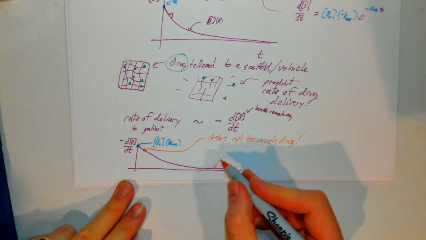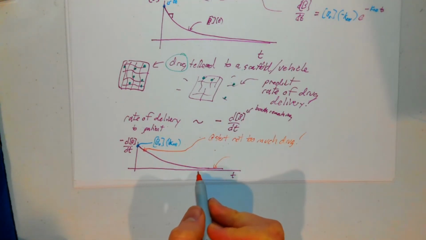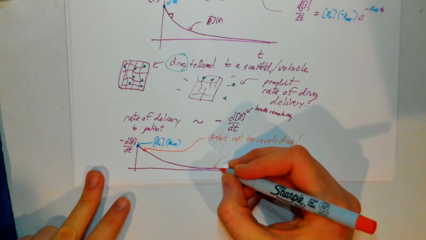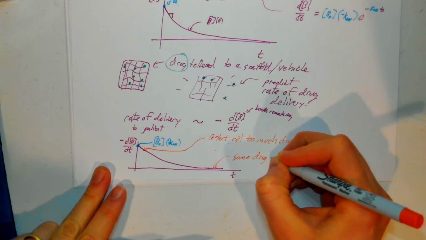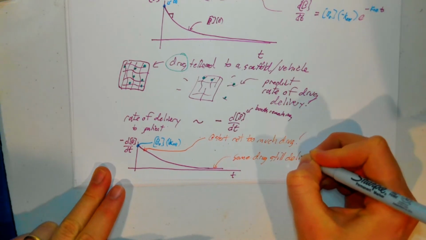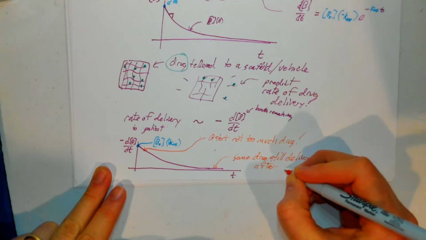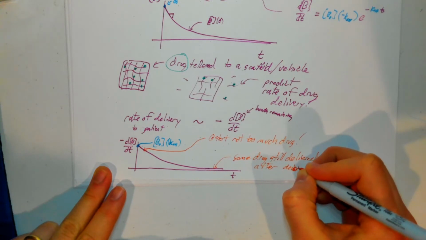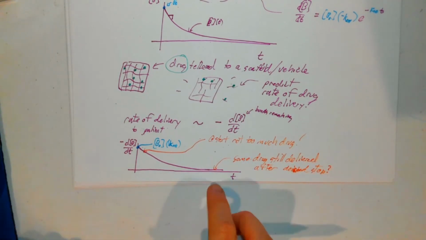And also, this can potentially be problematic in the sense that, even long after we'd ideally like to stop having given drug to the patient, it basically means that some drug could even be delivered after we wish to stop treatment. So some drug still delivered after desired stop. So that could be problematic, right?